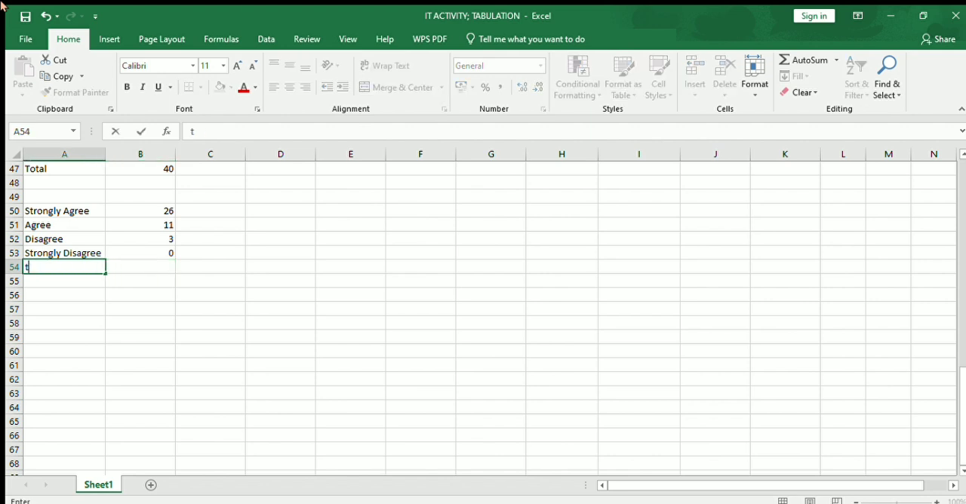Now we go to the total amount of the respondents who answered. For the formula is equal sign, sum, open parenthesis, you highlight strongly agree to strongly disagree, and then close parenthesis, and then enter. Then you will get the total amount of the respondents.